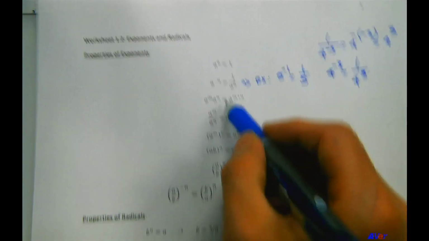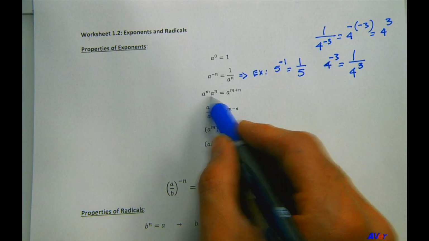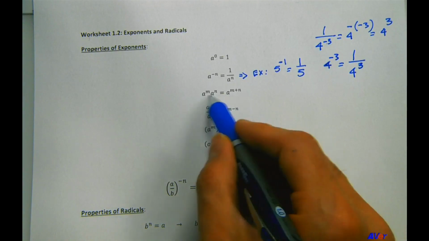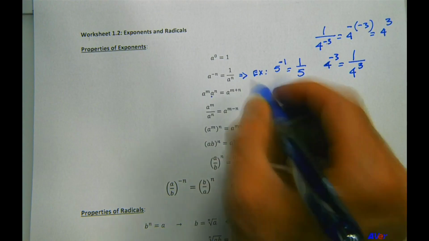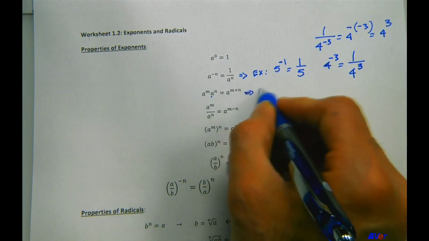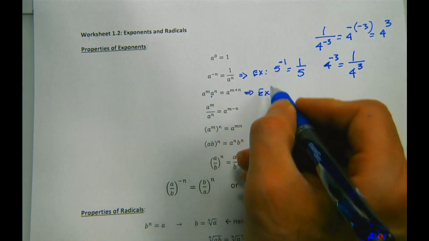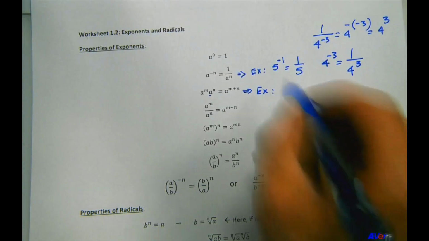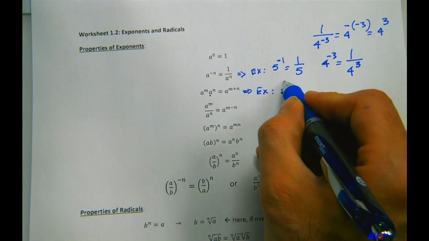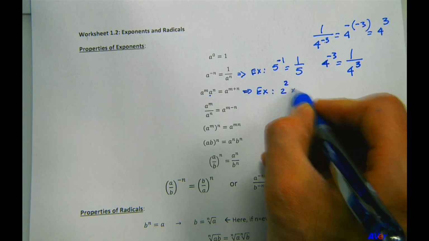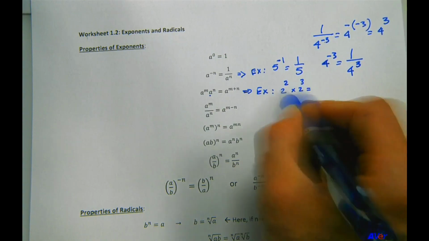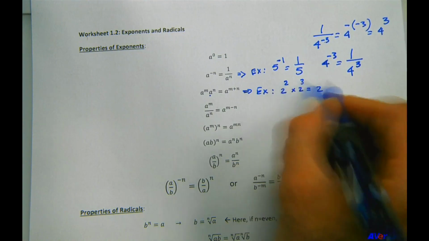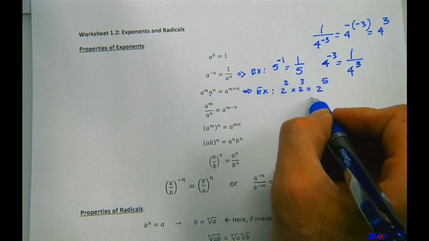If you have two terms that are being multiplied, if the bases are the same but the powers are different, then the powers get added. What we mean by this, suppose, for example, you have 2 squared times 2 cubed, right? The bases are the same, so we can add the powers: 2 to the 5th power, or 32.